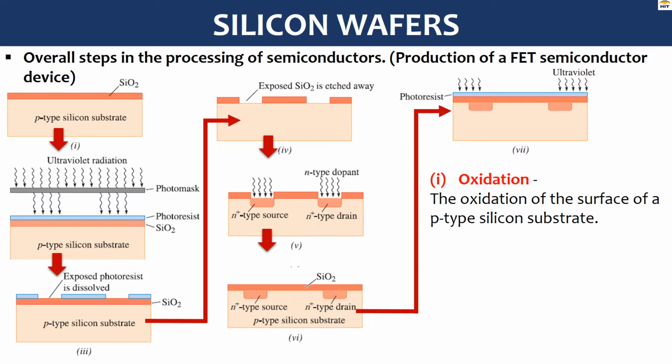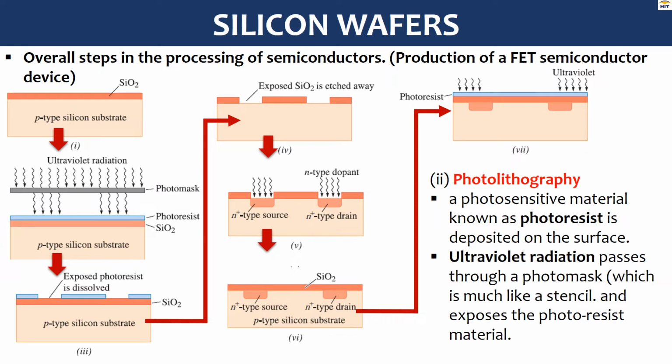So let's look at the overall steps in the processing of semiconductors. We want to produce an FET semiconductor device. So what's the first stage? We have got our P-type silicon substrate that we have made using the procedures in the previous slides. The first stage, we allow the surface of this pure silicon substrate to be oxidized. That's the first stage, which is oxidation.